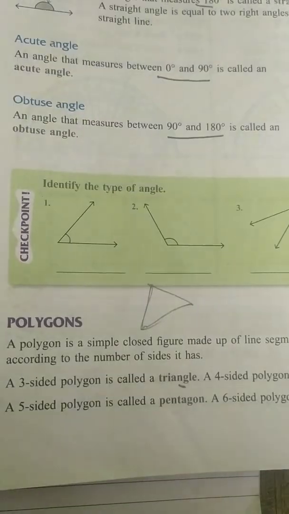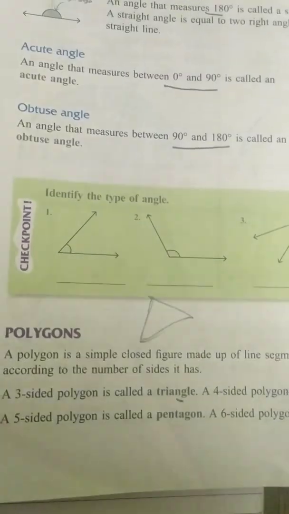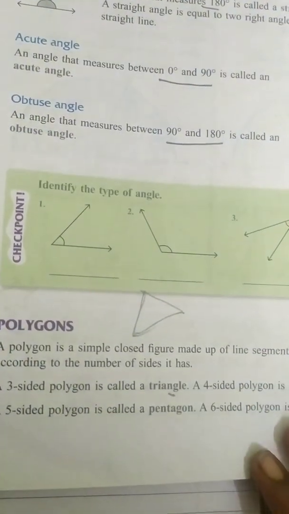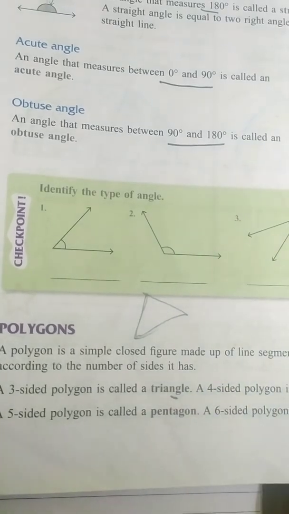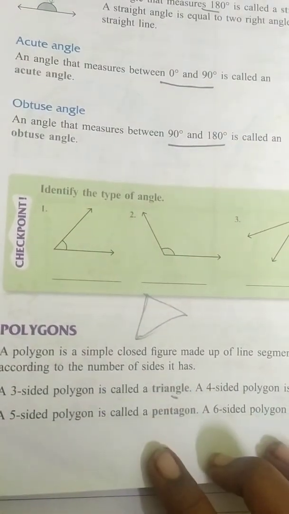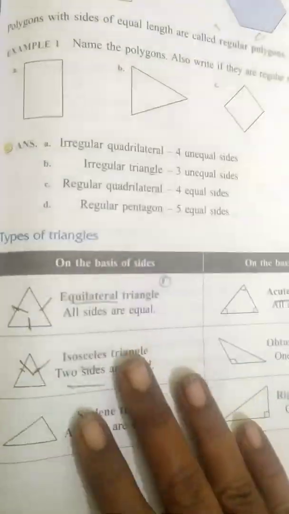And the polygon, this is an important concept. So what type of polygon is this? That is an important one. A polygon having three sides, we call it a triangle. Four-sided polygon means quadrilateral. Five-sided polygon means pentagon. Six-sided polygon means hexagon. And on the basis of sides, how will you differentiate a triangle?